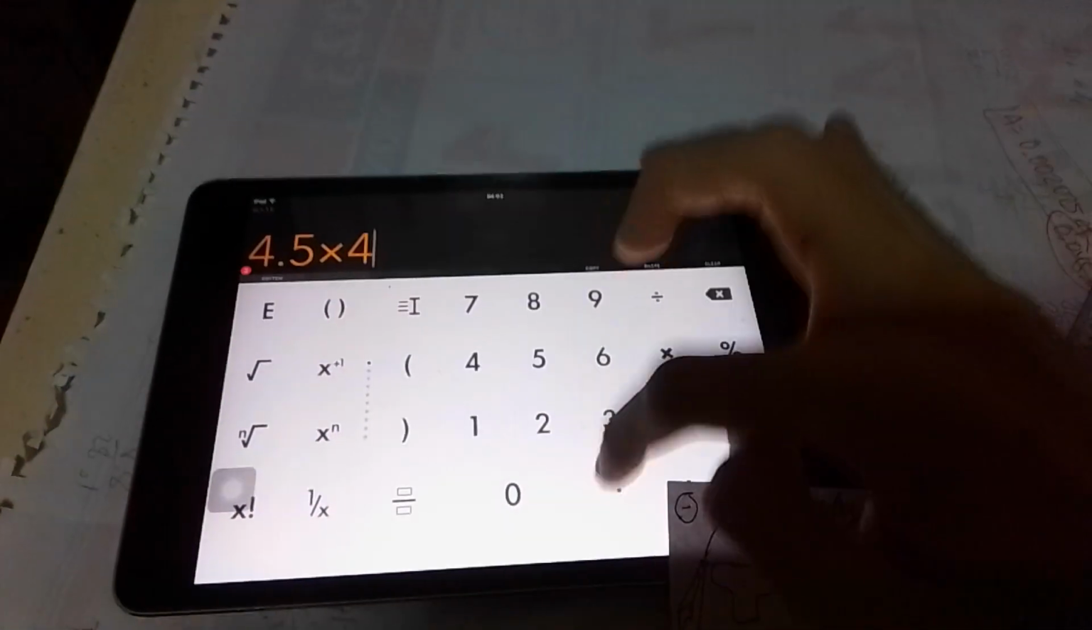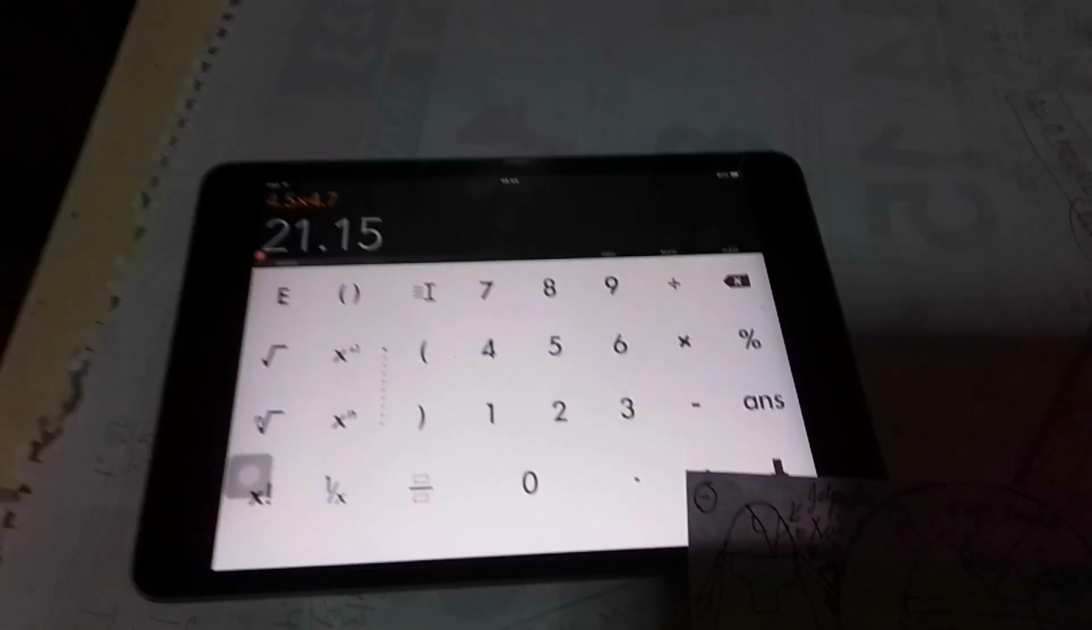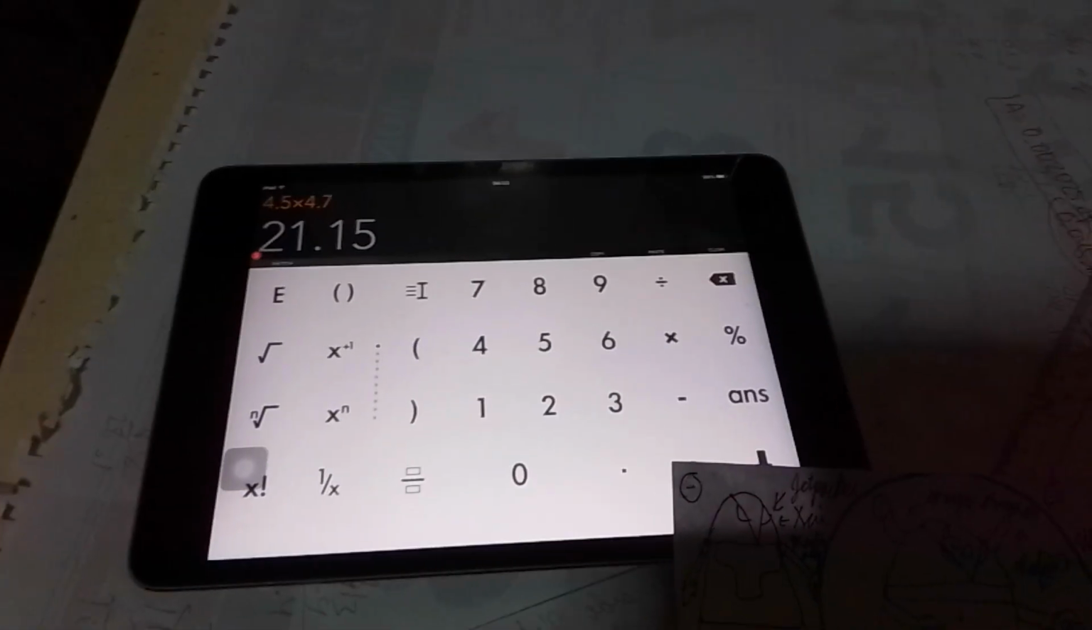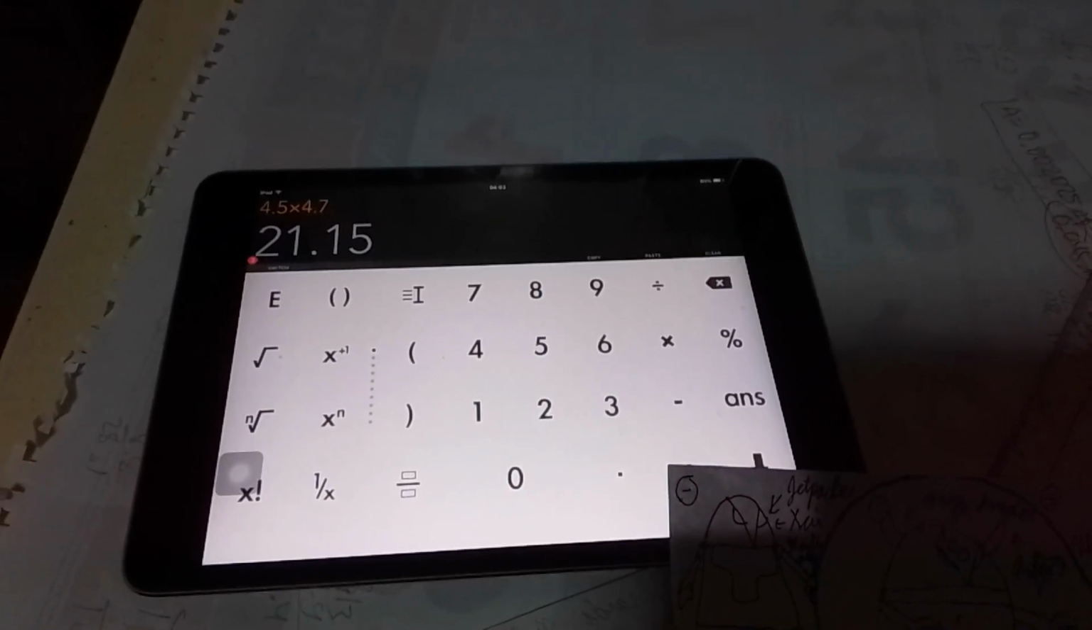So, therefore, this is 4.5 times 4.7. Now, we do base times height, length times width again because this is a square. And we should come up with the area of 21.15 square centimeters.